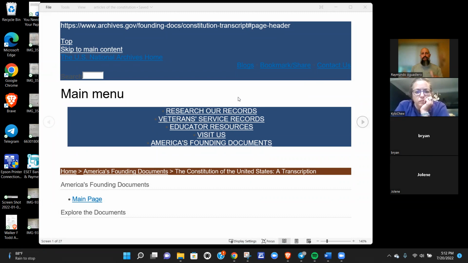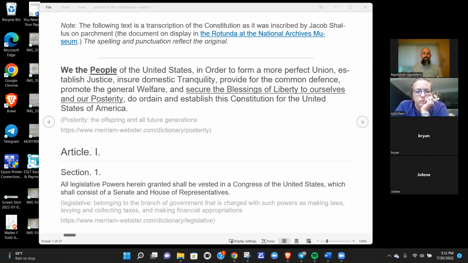But yeah, it's straight copy from that page. So to just jump forward, here's "We the People" at the start.